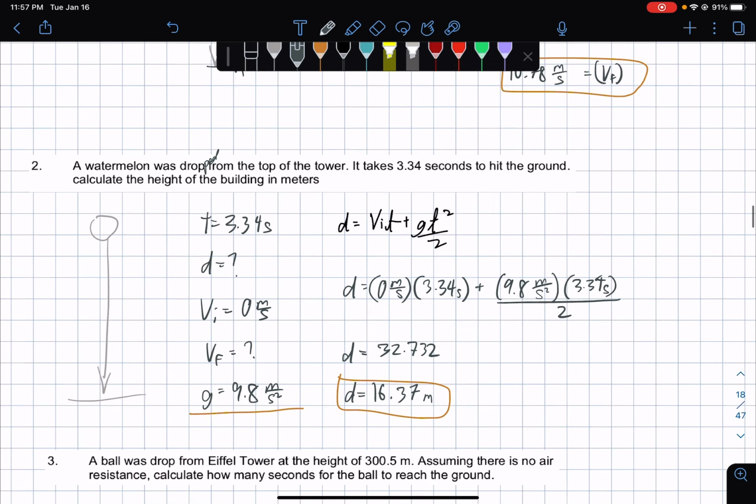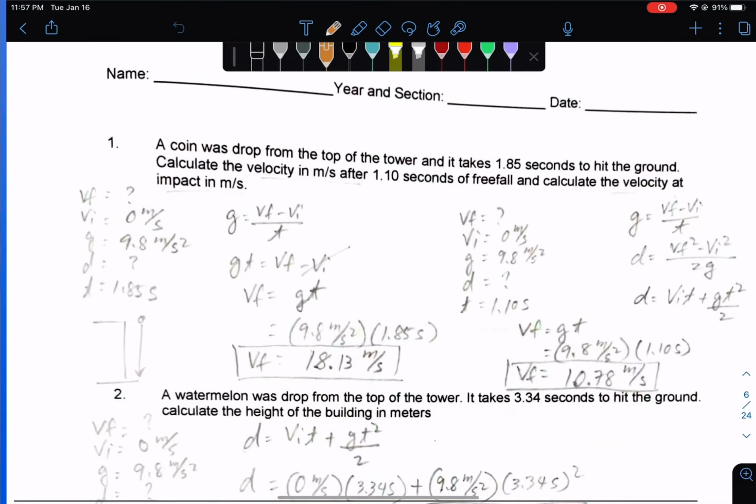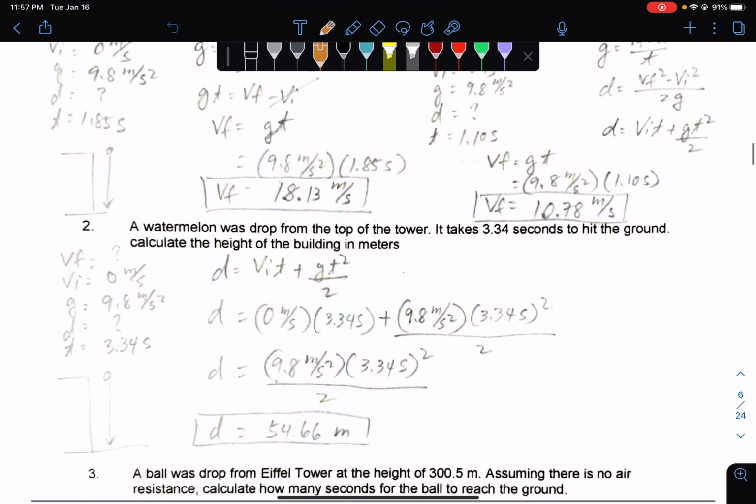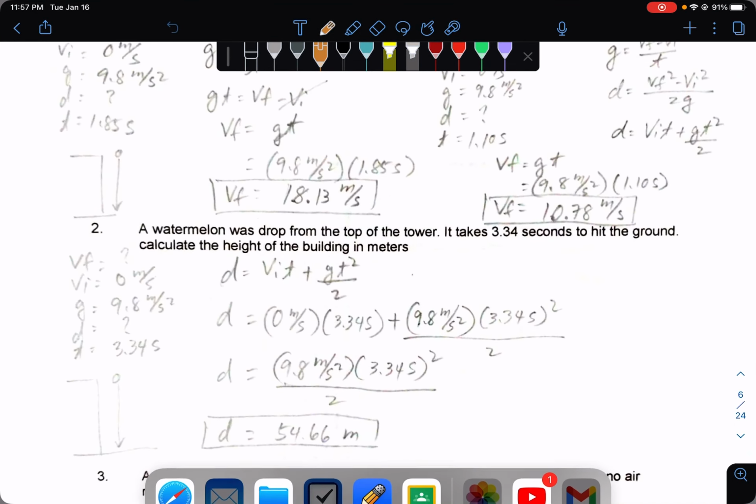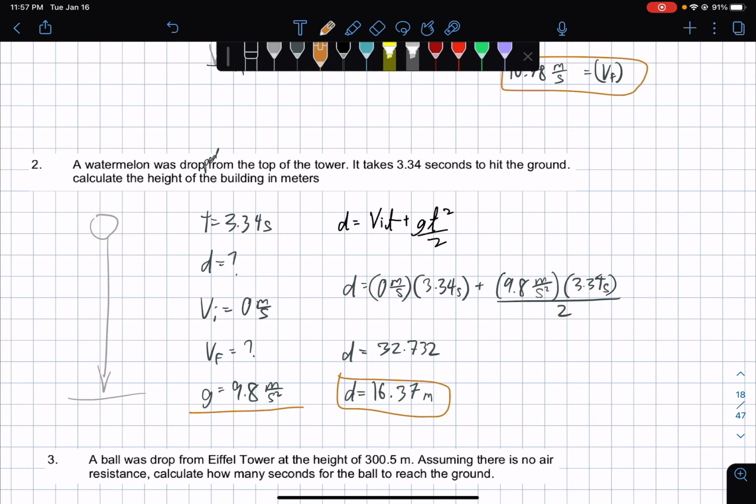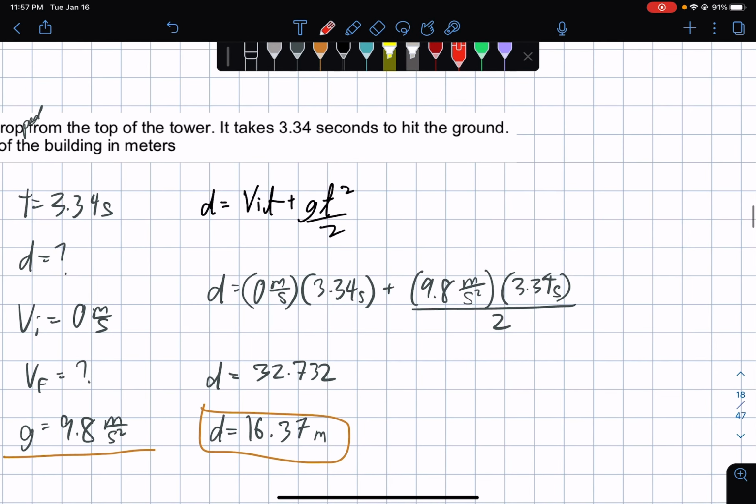Just to be sure, I'll double check based on the answer key if I got it right. Oh, yeah, I made a mistake. There has to be a raised to 2 there. Now that you know, make sure you don't repeat the same mistake.